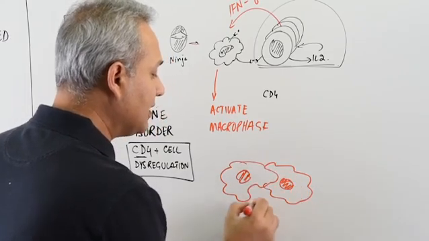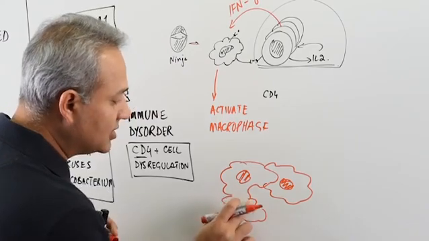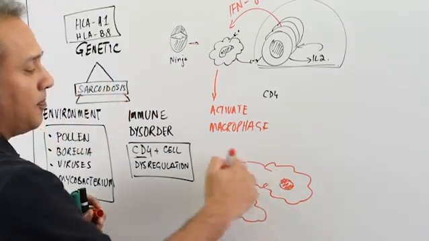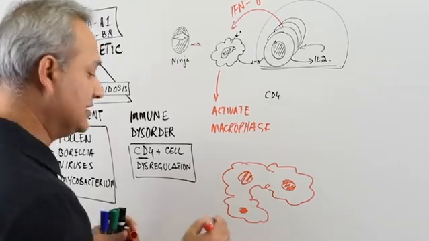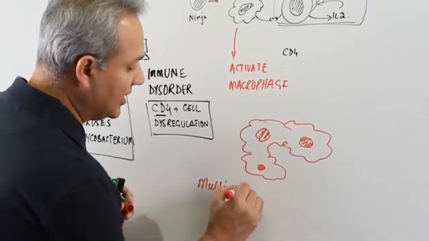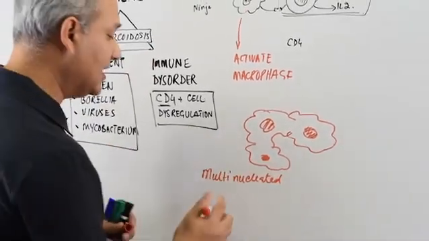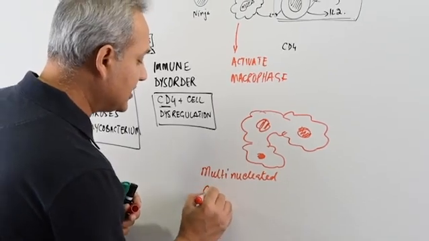fused. So now I'm going to fuse them, so they'll become multinucleated giant cells. Multinucleated, many nuclei, because this is a fusion of many cells. Multinucleated giant cells.